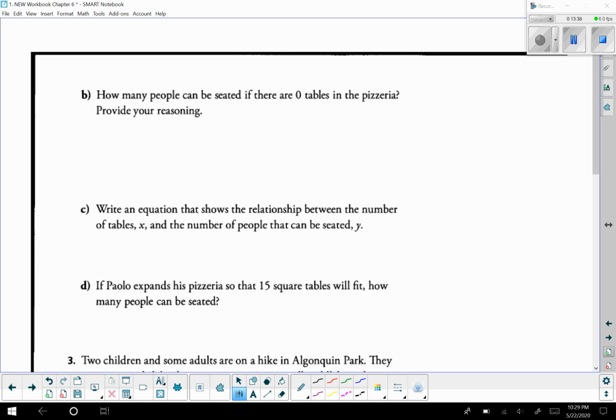Let's see what it says. How many people can be seated if there are 0 tables in the pizzeria?